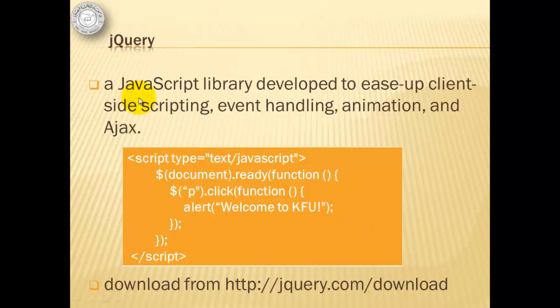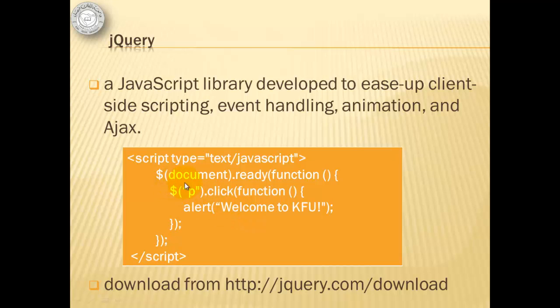This is part 19 in this series entitled jQuery in ASP.NET 4.5. jQuery is a JavaScript library developed to ease up client-side scripting, event handling, animation, and AJAX. The idea of jQuery is looking for a group of elements and doing something to them. Looking for groups is done through selectors, and the doing part are action verbs. In the example, the P is the selector, and the click is the action. This means that when a P text has been clicked, a message box that says, "Welcome to KFU" will appear.